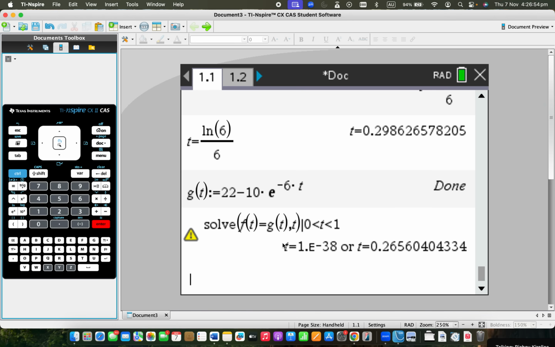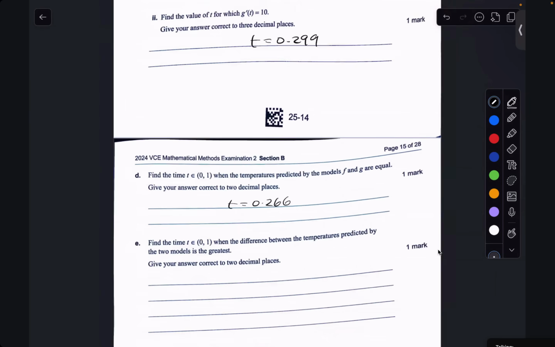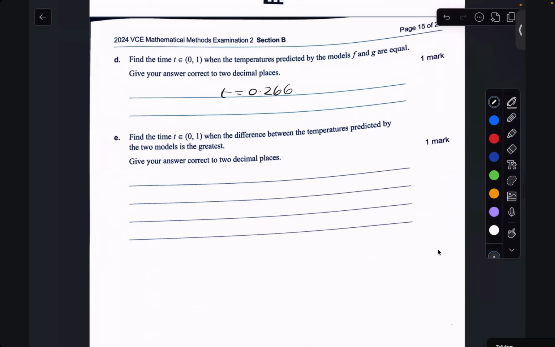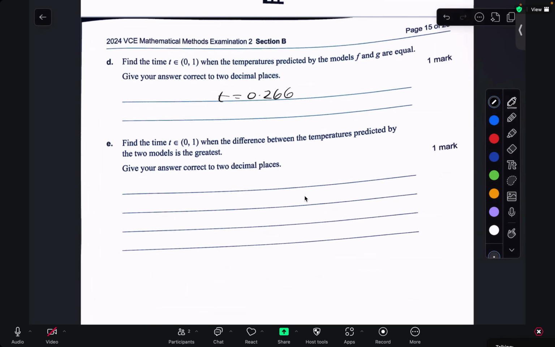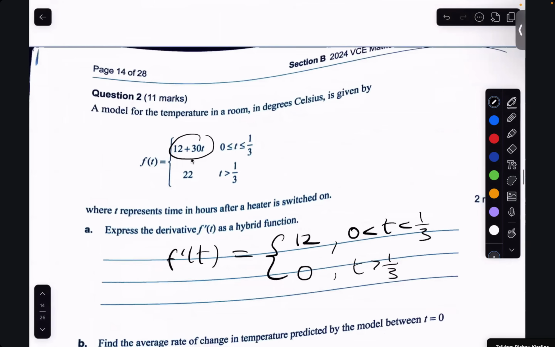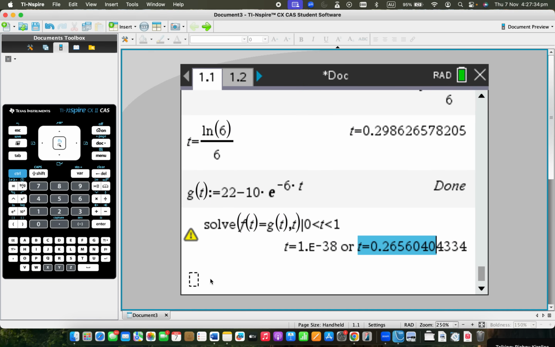So that's 0, which isn't included, and that's 0.266. Find the time when the difference between the temperatures predicted by the two models is the greatest. Okay. So the difference between the two, between 0 and 1. So we're only looking at, actually we're looking at the whole thing. Never mind. So what you can do is maybe just sketch both.